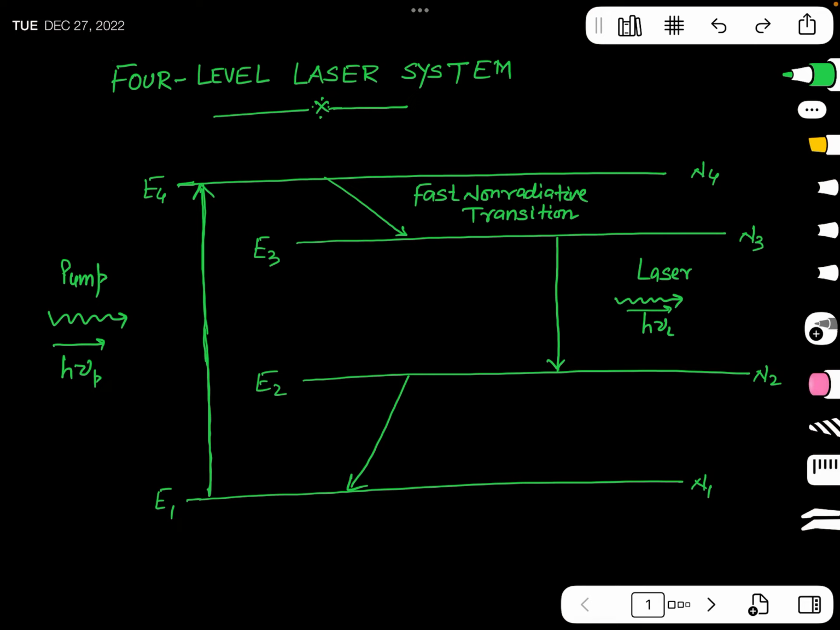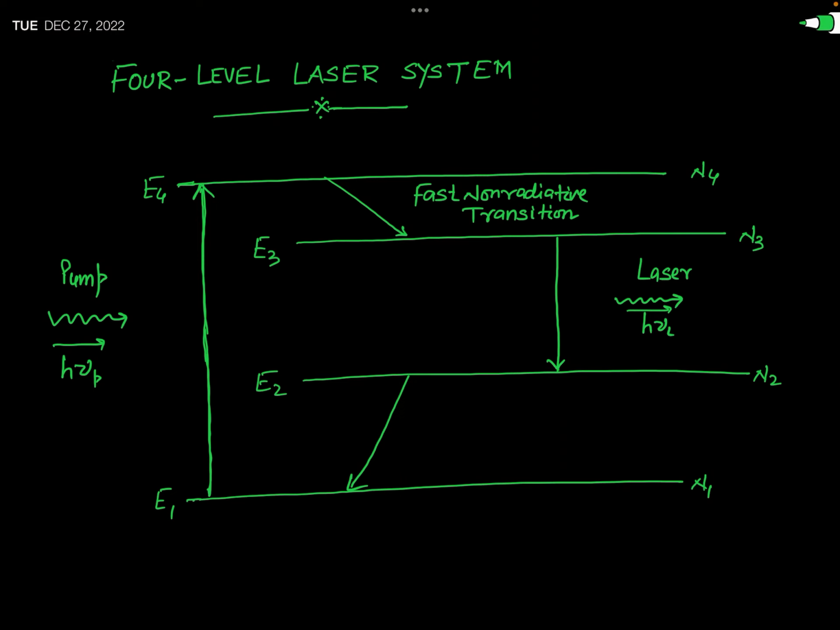You can see this figure. I have marked here the four energy levels E1, E2, E3 and E4. In this four-level energy system, level 1, which I have marked by E1, is the ground level. And the levels marked by E2, E3 and E4, that is levels 2, 3 and 4, are the excited levels of the system.